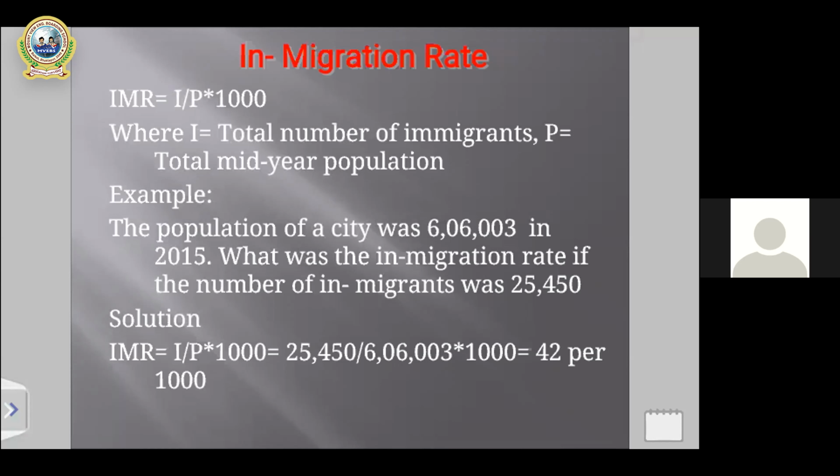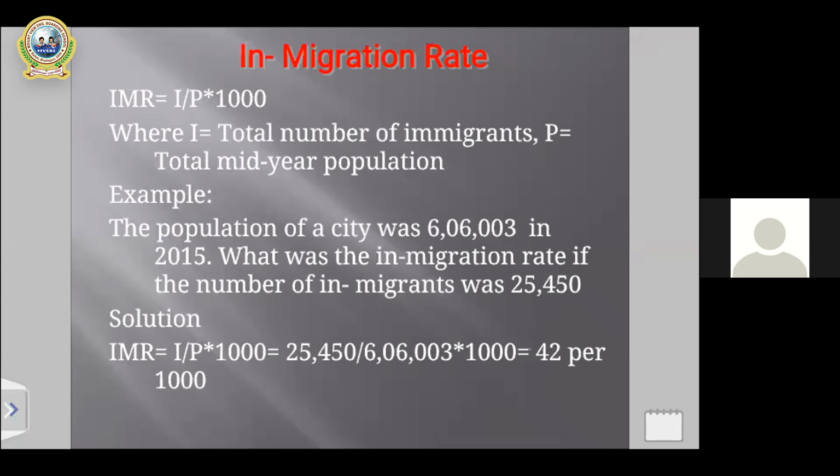Now, what is the meaning of capital I and what is the meaning of capital P? Where I equals the total number of immigrants, that is, the total incoming population, and P, capital P, equals the total mid-year population.